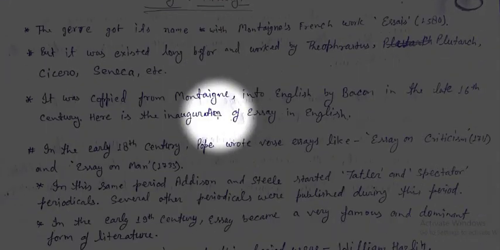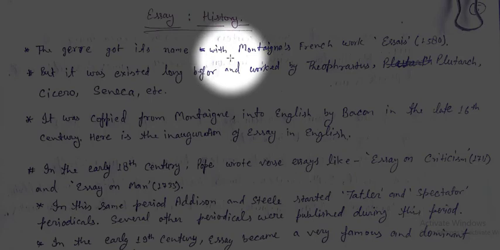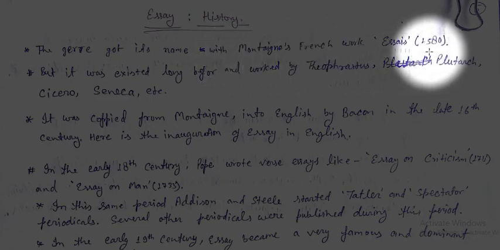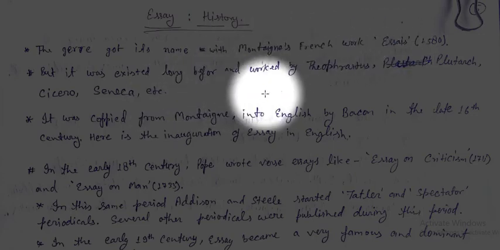Now, what is the history of essays? Come to this point. First of all, I would like to mention that the word essay, the genre essay, came to be known from the French writer's work Essays. The writer is Montaigne. When in 1580 Montaigne, the French writer, published his work Essays, the term, the genre came into existence, but the writing of essays existed long before.